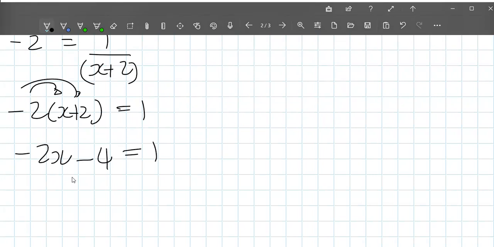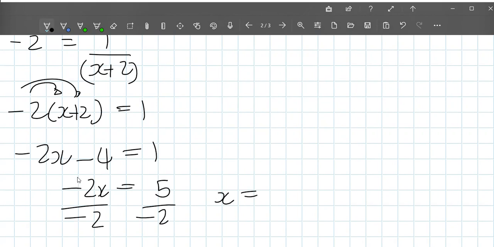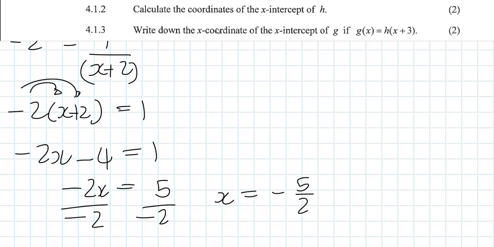Take the 4 over by adding 4 on both sides. It'll be 5 equals minus 2x. Now we want x on its own, so we divide by minus 2. So x is equal to negative 5 over 2. It just wants the x-coordinate of the x-intercept, so just the x. That's complete.